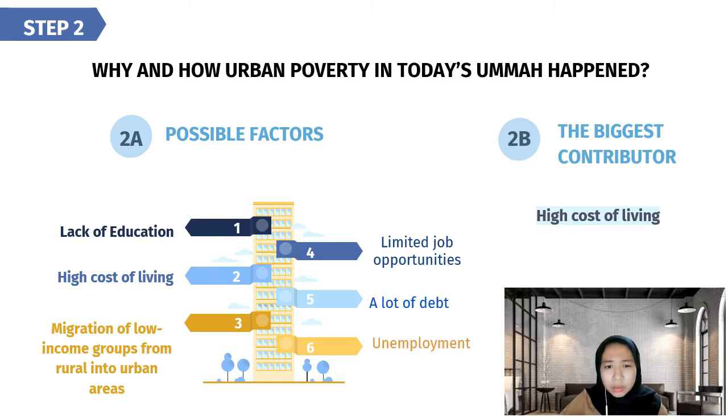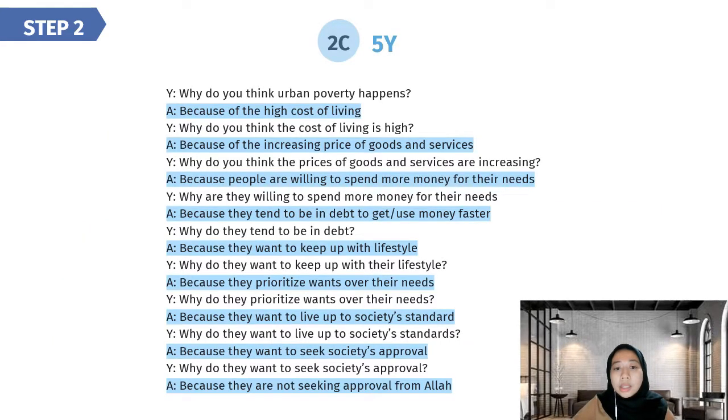So here we have some possible factors, which are 6 factors stated on the slide. After finding out, we find out the biggest contributor to this problem, which is high cost of living. As we see here from the 5 whys of the high cost of living that we made, we have found people not seeking approval from Allah. With these codes, we use it as a root cause of urban poverty in today's UMMAH.